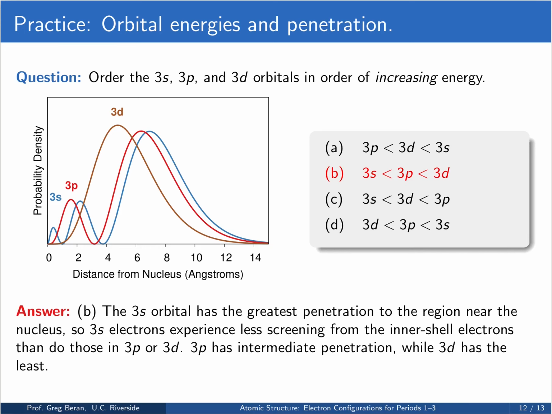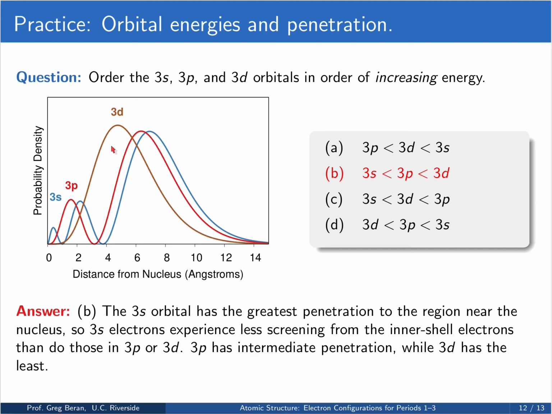The correct answer is B. The 3s orbital is the most stable, followed by the 3p orbital, followed by the 3d. We can rationalize this based on the penetration of these different orbitals as indicated from these radial probability distributions shown here. An electron in the 3s orbital penetrates the closest to the nucleus, and so it experiences the least screening from the electrons in the n equals 1 and 2 shells. An electron in the 3p orbital in red exhibits intermediate penetration, so it will be screened more than an electron in the 3s orbital, but less than one in the 3d orbital. The 3d orbital has the worst penetration and therefore experiences the most screening. And therefore, the electrons in the 3s are likely to be more stable than those in the 3p and then those in the 3d.